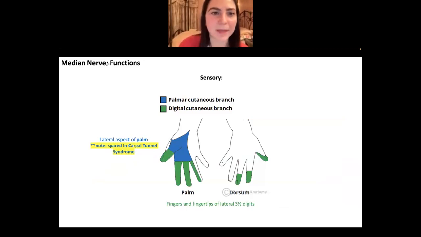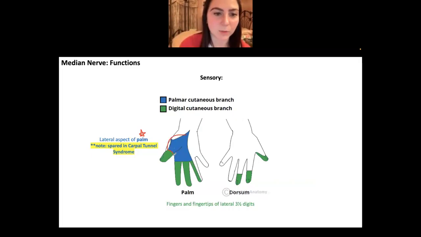All right. And then sensory, in terms of sensory, it does just the hand on both sides. So it does the lateral aspect of the palm. So now we're on the palm. So again, you're thinking lateral. You're like, oh, radial nerve. The radial nerve is lateral. But remember, the radial nerve only does the back of the hand. The front of the hand is going to be median nerve and ulnar nerve. But the median nerve does the lateral aspect of the palm.